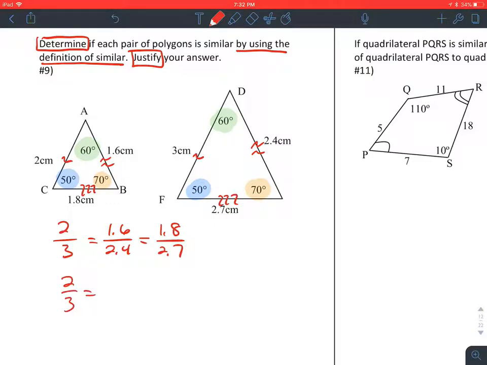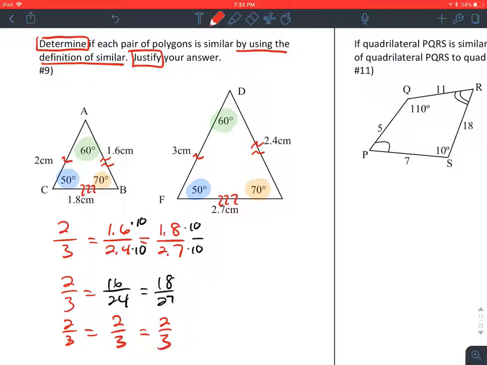So 2/3 is reduced already. 1.6 over 2.4, if I multiply the top and bottom by 10 to get rid of my decimal, I would get 16 over 24. If I want to get rid of my decimal in my other fraction, multiply it by 1 in the form of 10 over 10, I would get 18 over 27. And if I reduce those fractions, 16 and 24 I can divide by 8 and get 2/3. 18 over 27 I can divide by 9, top and the bottom, and I'm going to get 2/3. So I got 2/3 for all three.